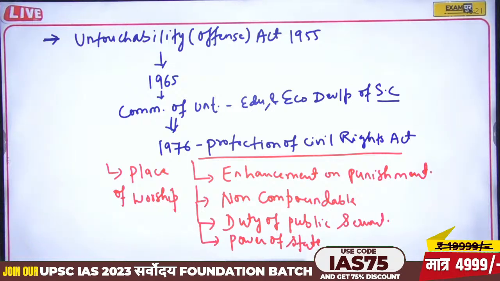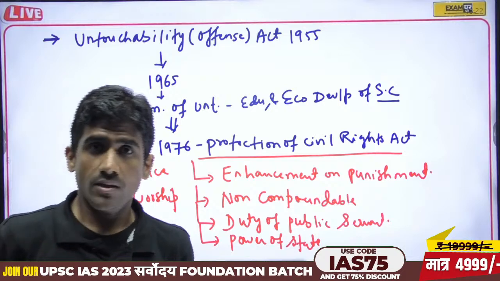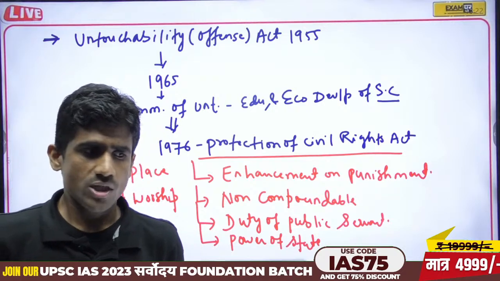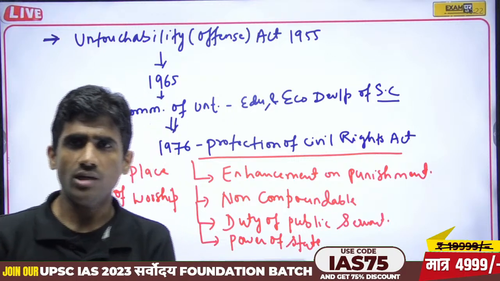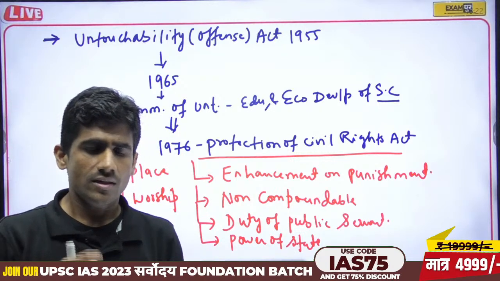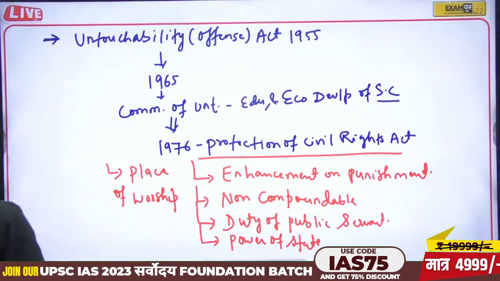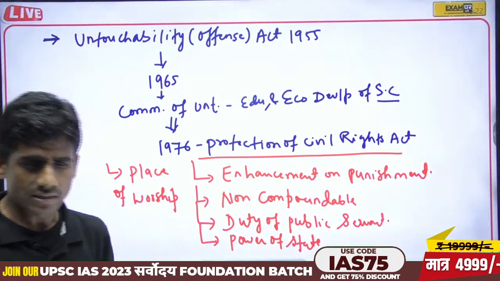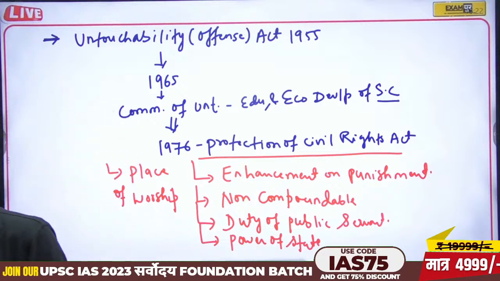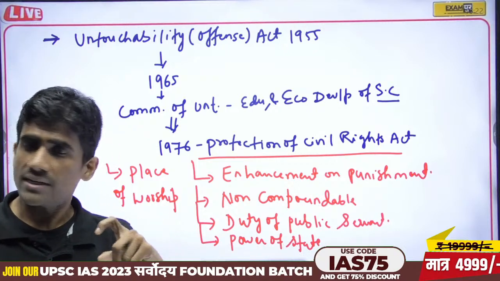Now come to the next. One question may arise: Article 17, the abolition of untouchability, is it against the state or the individual? Initially, it was only against the state, but when it was implemented for the private sphere, a very important judgment came. The judgment is the People's Union for Democratic Rights versus Union of India case. After this judgment, private players or private individuals will be considered under Article 17.